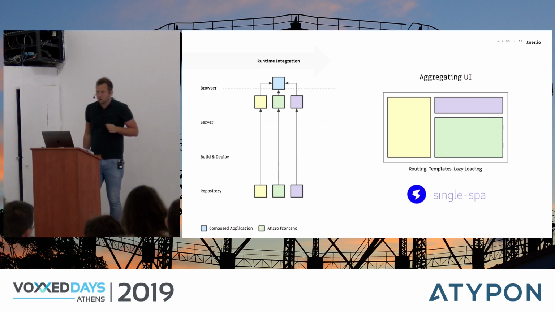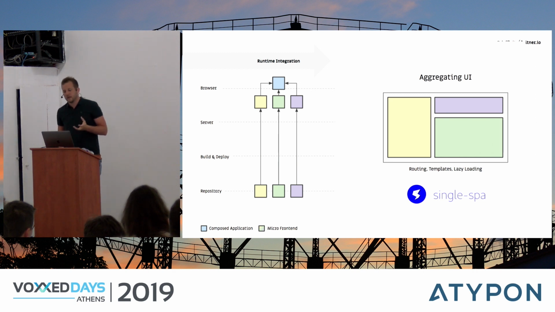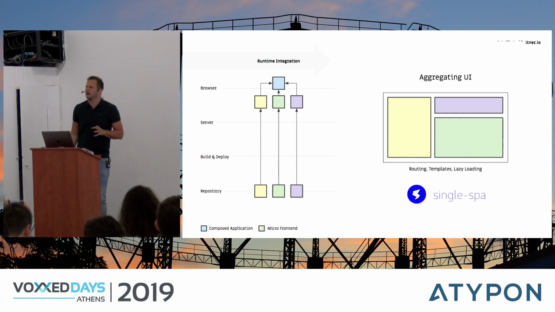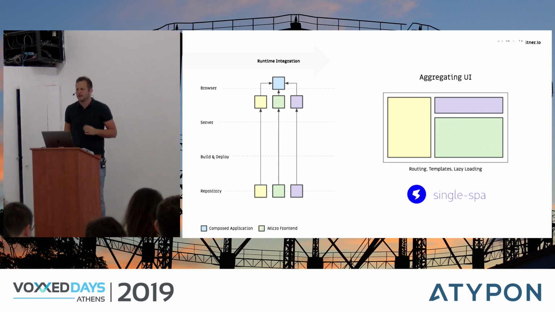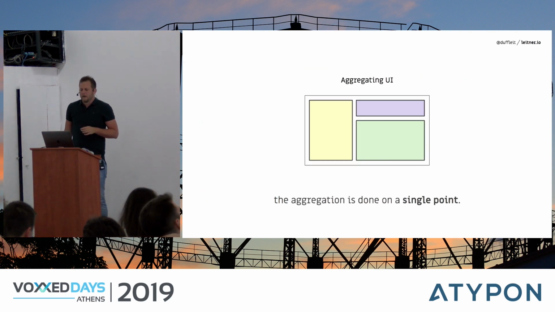And one of the tools people tend to use here is single SPA. I'm not sure what I think about this, honestly. We've used it now a couple of times. It's quite complex. I'm not sure if it pays off, but there are tools which support you in this, but people also tend to create these aggregation UIs just from scratch, on their own. And the idea of this aggregation UI is to aggregate all the micro-frontends at a single point.